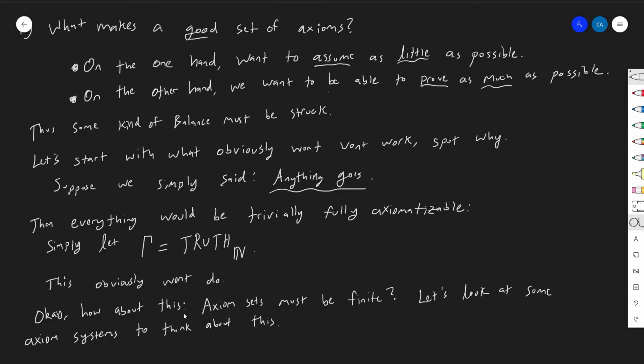What I just said is that we want to be able to write them all down. So, if it's not finite, then how am I able to fully express them? So let's look at some key axioms. What I want to do to address both of these questions is look at a couple of example axiom systems and use them to think about this.